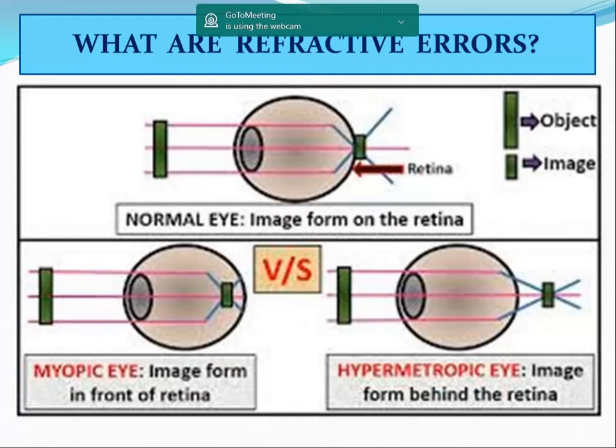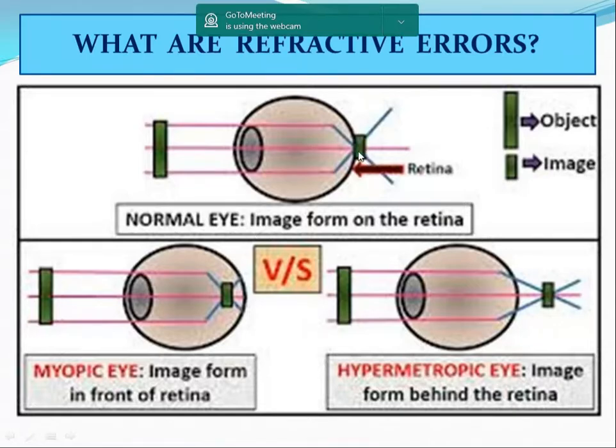For distance, how do you check? For near, how do you check? Now, what are refractive errors? Look at this picture on your screens. This is the object, and this is a normal emmetropic eye in which the parallel rays of light undergo refraction and an image is formed on the retina.